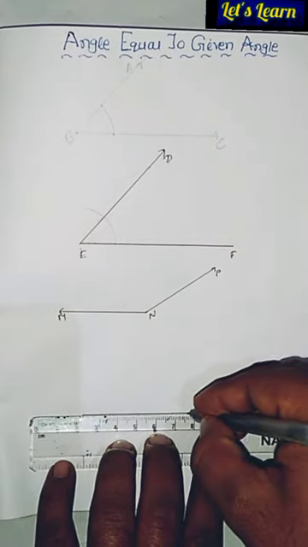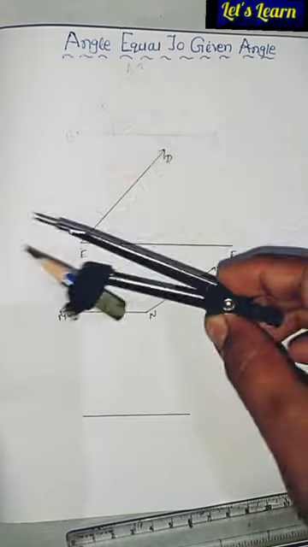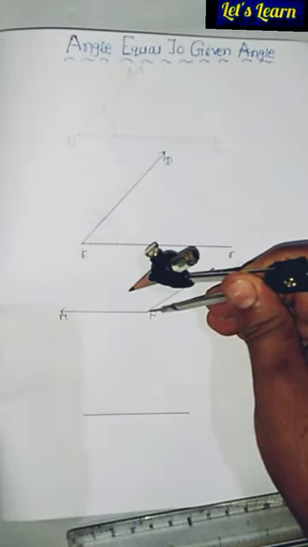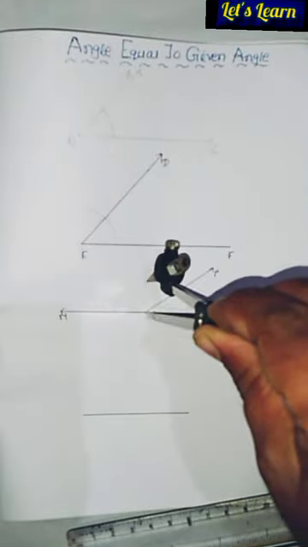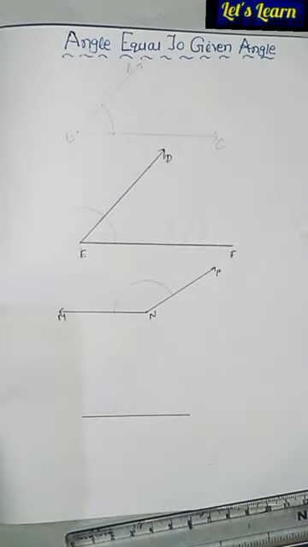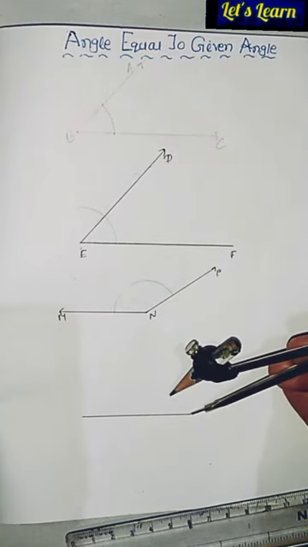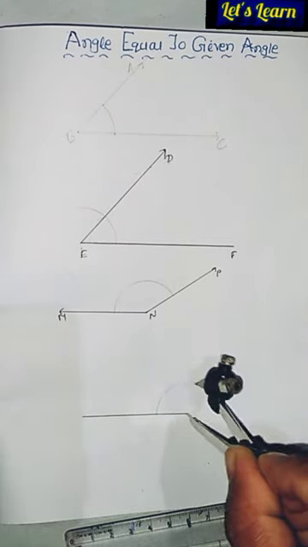Draw a line with a point. Take the compass and draw an arc at N. Remember, it is better never to change the compass setting. With the same measurement, draw another arc at the given point.